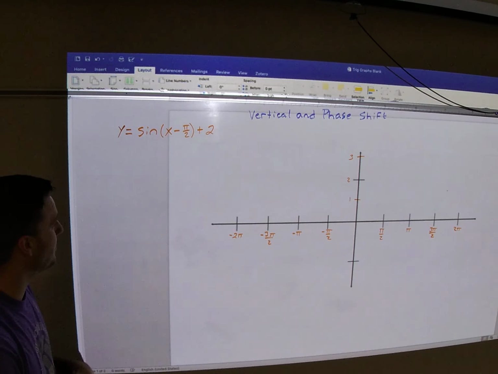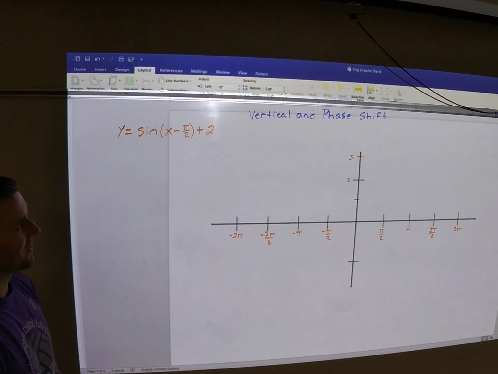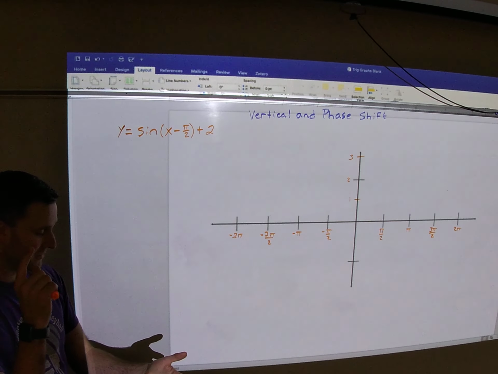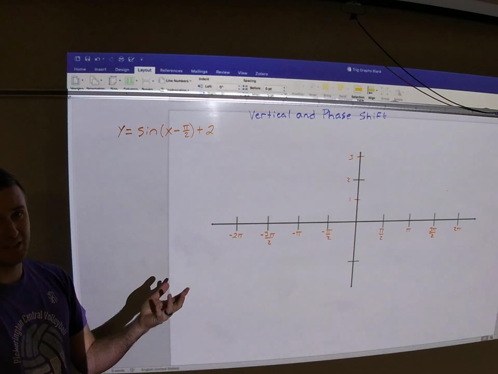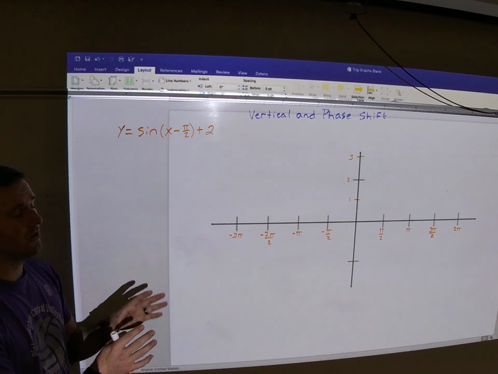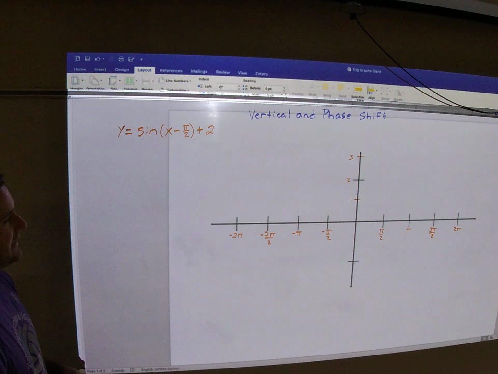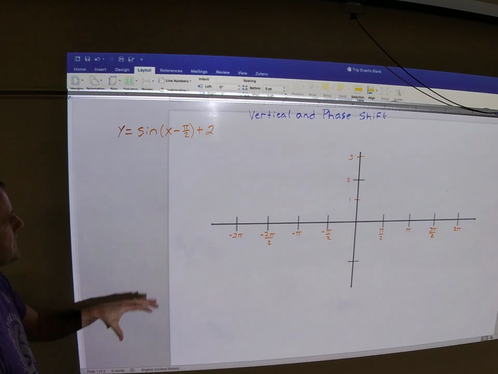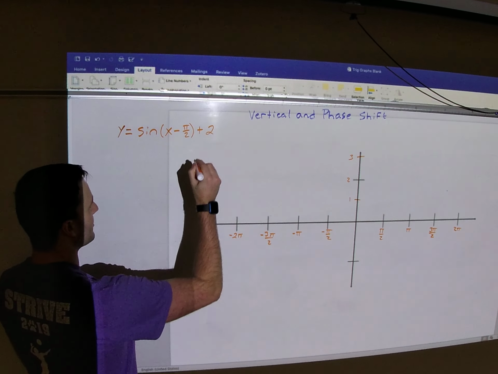Alright, so today we're going to see what happens when we combine vertical and phase shift, and then we're going to combine everything. So what happens with amplitude, period change, with vertical changes and phase shifts and reflections and all sorts of things. So we're almost done with learning new things in terms of sine and cosine. Now, when I look at this, I want to start with my easiest one.